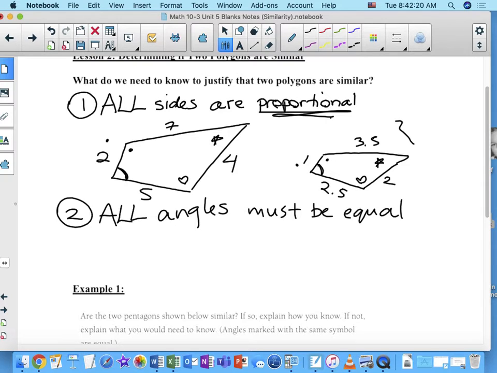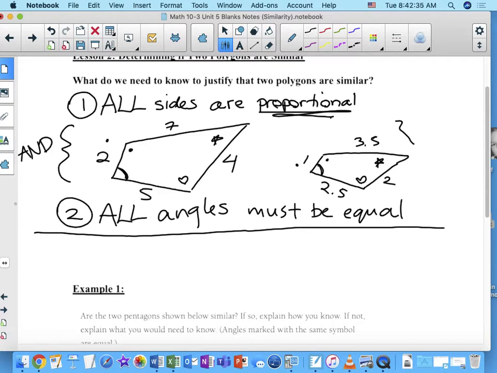So maybe put an "and" here. Can't be either or. Okay, to know that two shapes are similar. And just to show you why not, here's a counter example.